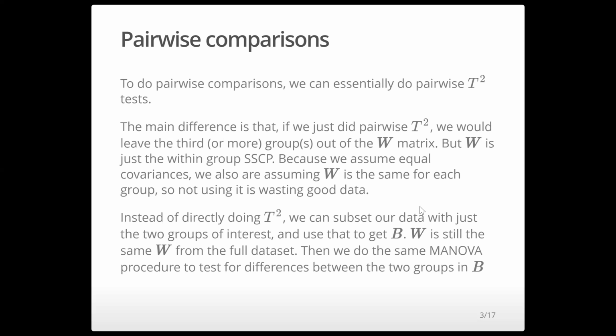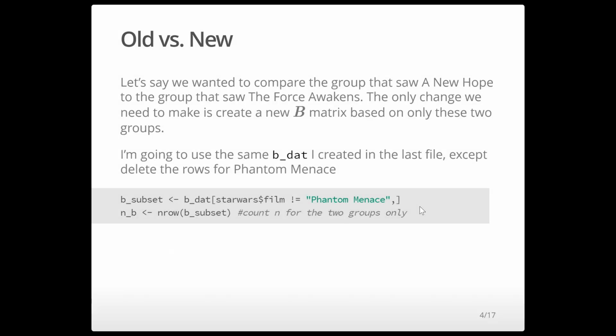So instead of directly doing T-squared, what we can do, in principle, is subset our data with just the two groups of interest and then use that B, but use the same W that we got before. So if we wanted to compare the group that saw A New Hope to the group that saw The Force Awakens, the only change we would need to make is to create a new B matrix based on only these two groups.